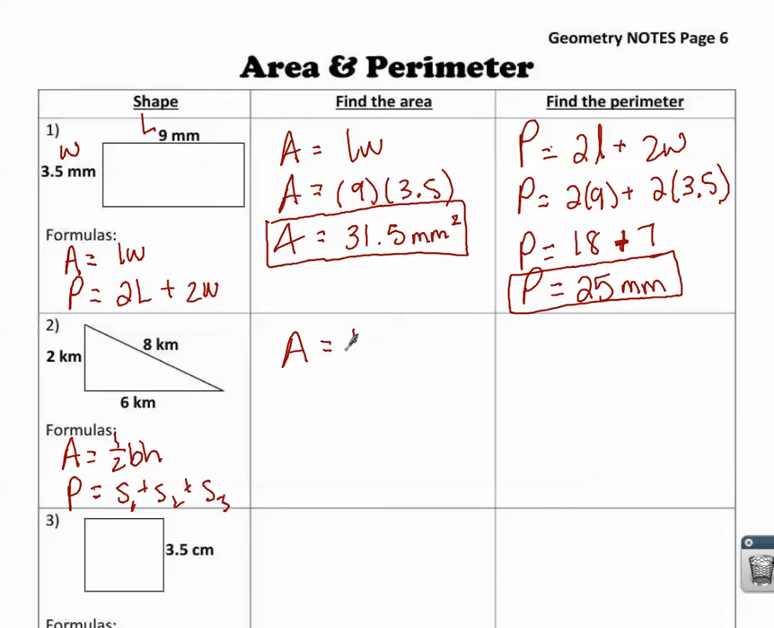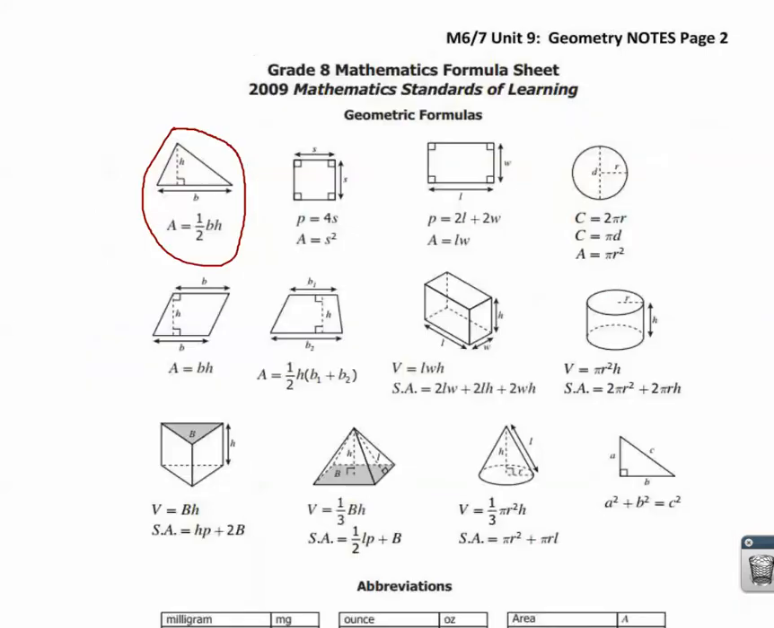So to find the area of the triangle, write down your formula first. Yes, you need to write down the formula. Plug in your values. Your base is the bottom of the triangle. Your height is going to be going straight up from your base. So in the example given on your formula sheet here, your base is the bottom. Your height, notice, goes straight up from the base. It creates that 90-degree angle.